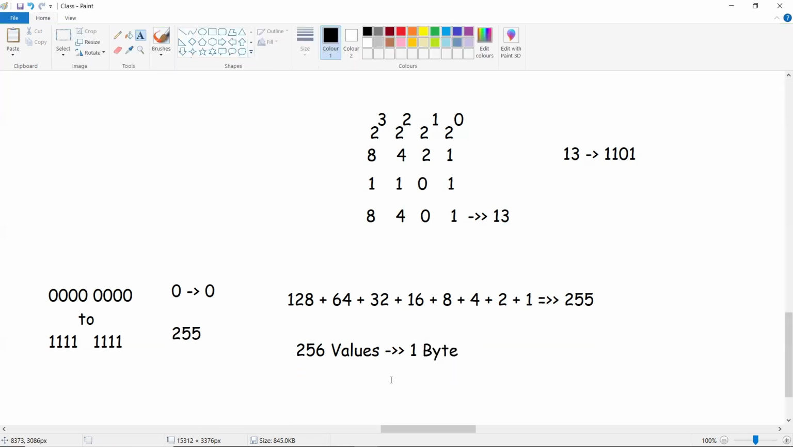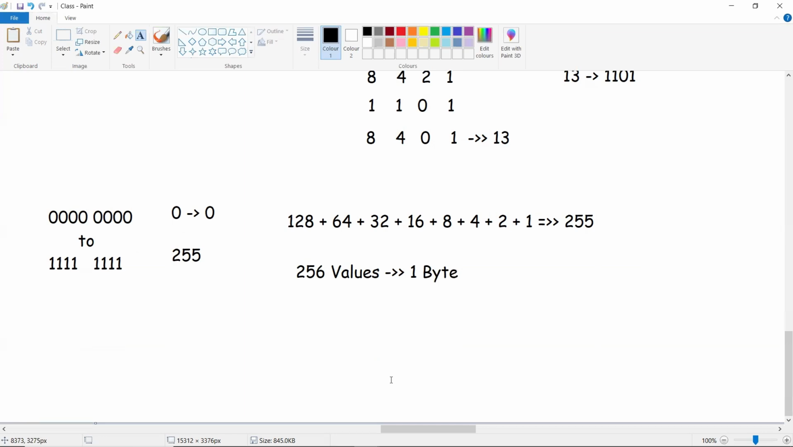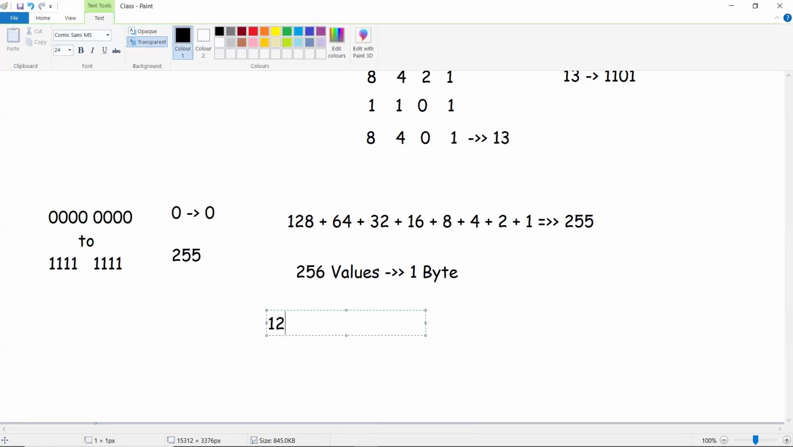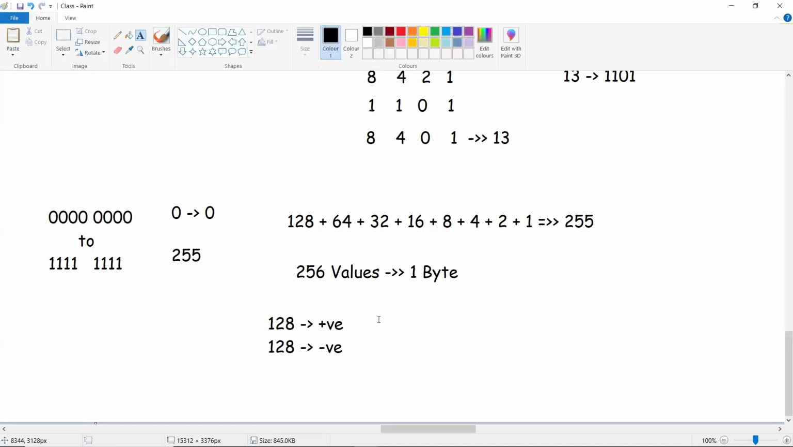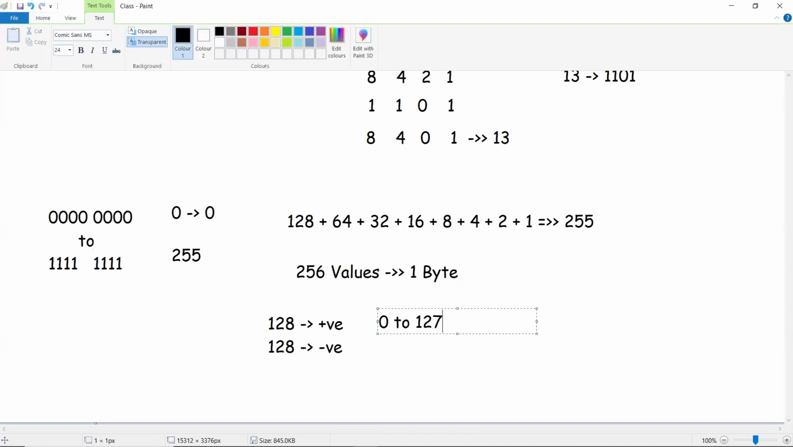Now if I say these 256 values are divided into both positive as well as negative, positive means there are 128 positive values, and negative means there are 128 negative values. So when you say 128 positive values, you start from 0, so 0 to 127. When you say negative, you start from minus 128 to minus 1. Means the combination of both positive and negative gives again the same 256 values. So minus 128 to 127.